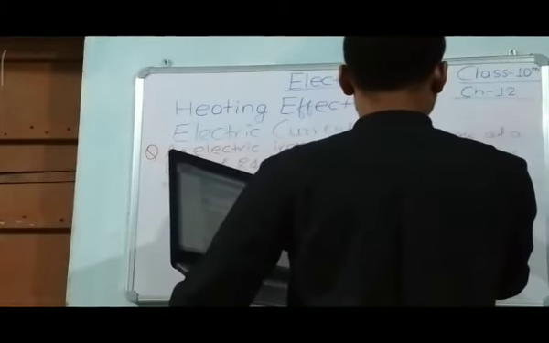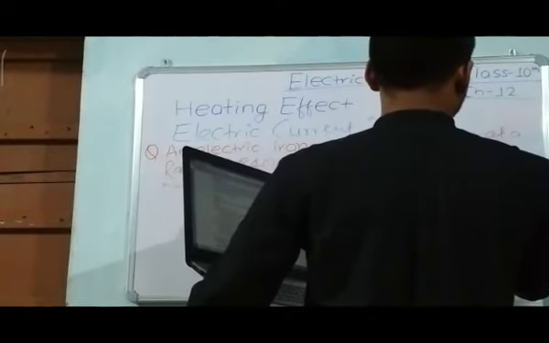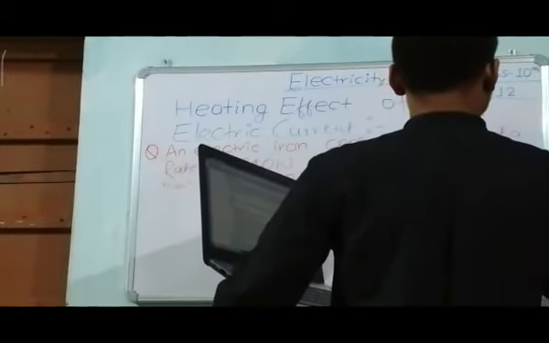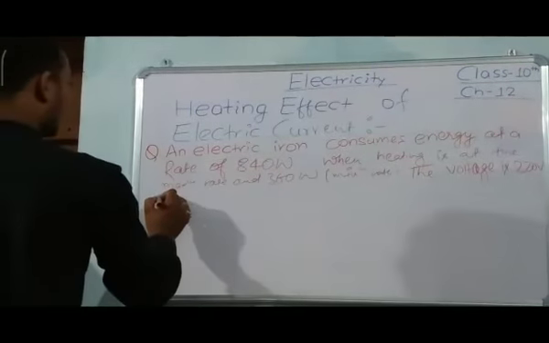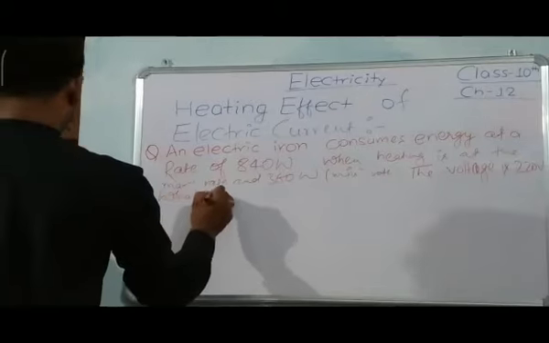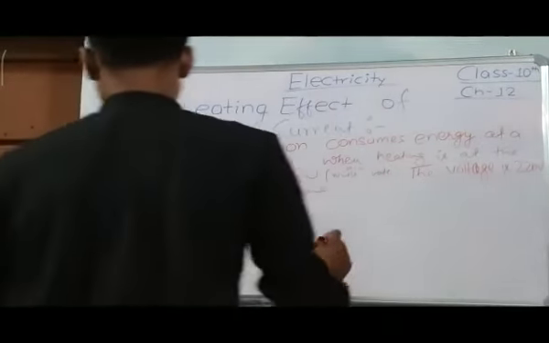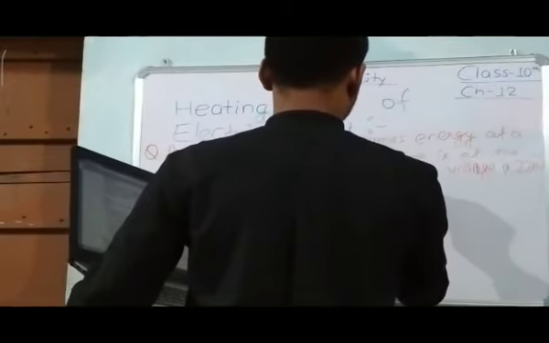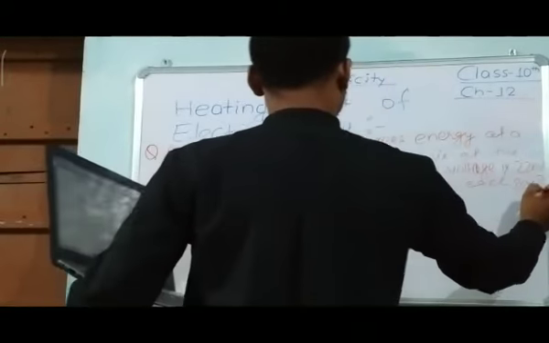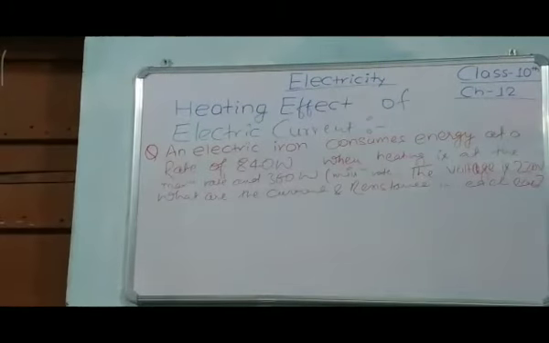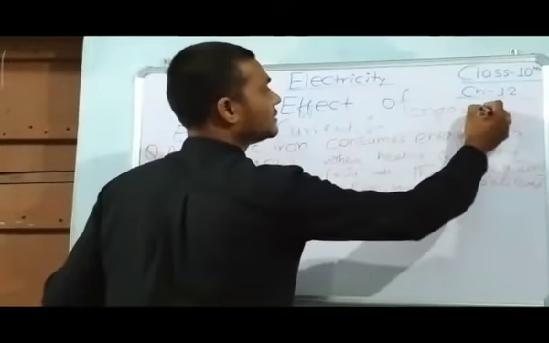The voltage, meaning potential difference, is 220 volt. We have to find out what are the current and resistance in each case. Okay, see. So one thing that I want to tell you, the SI unit of power is watt.